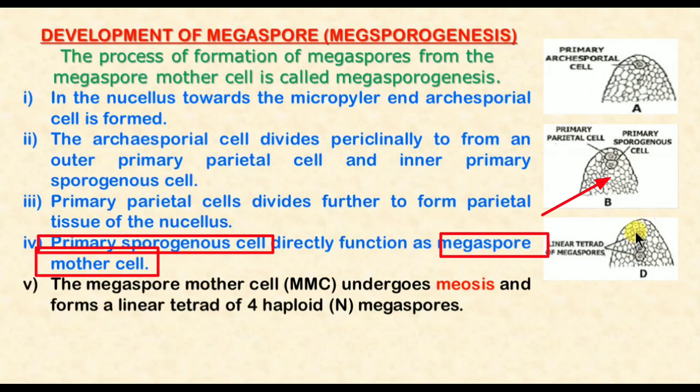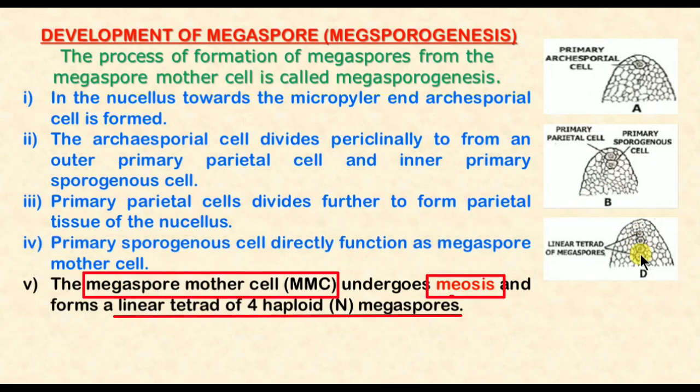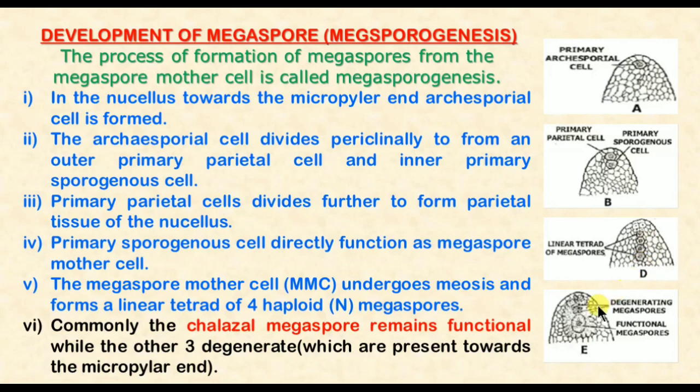Here you can see that the megaspore mother cell undergoes reductional cell division, and 4 megaspores are formed. Out of these 4, 3 which are present towards the micropylar end degenerate, and the one which is present towards the chalazal end remains functional.